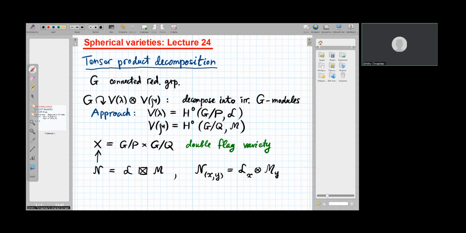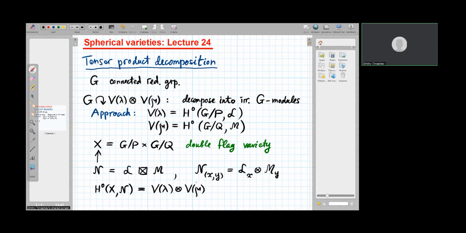And now the space of global sections of this line bundle N over the double flag variety X is just the tensor product of the spaces of sections of L over G mod P, which is V of lambda, and the space of sections of M over G mod Q, which is V of mu. So we get just the tensor product of V of lambda and V of mu.